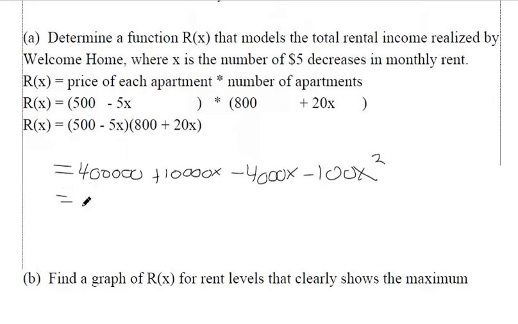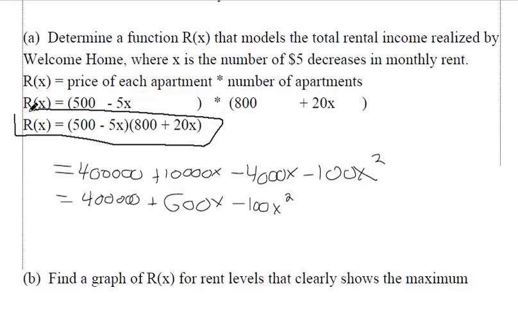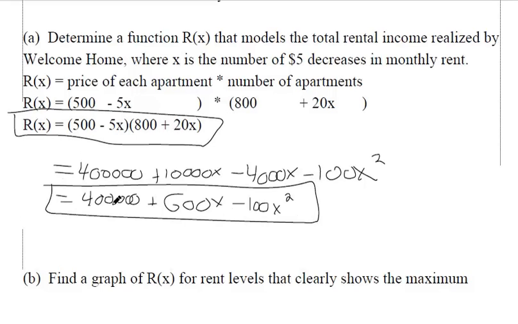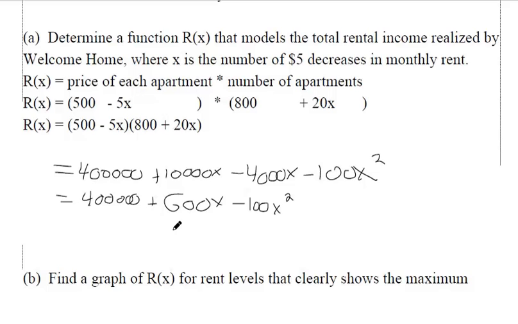So if you combine like terms, this is 400,000 plus, we've got 10,000x minus 4,000x, that makes 6,000x, and minus 100x squared. There we go. We have a function that represents the revenue. This is also a function that represents the revenue. Either one is fine, okay? This one down here is closer to standard form. What did we determine? Okay, we did that.